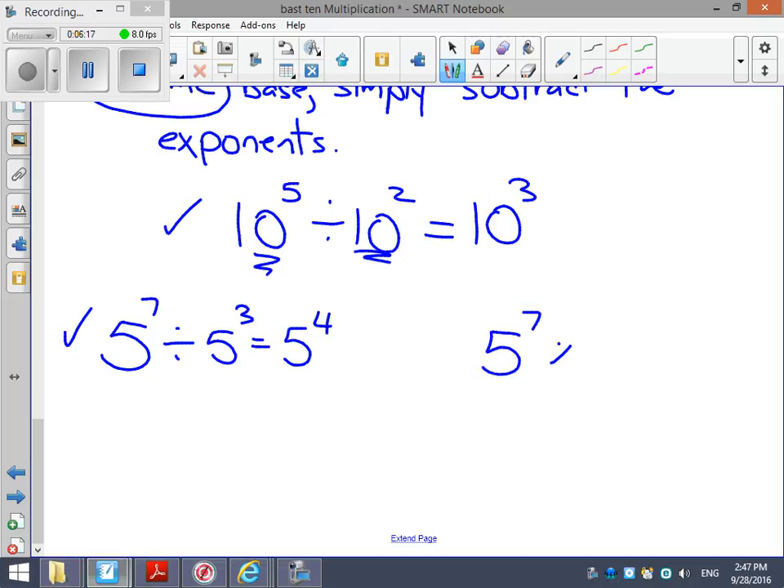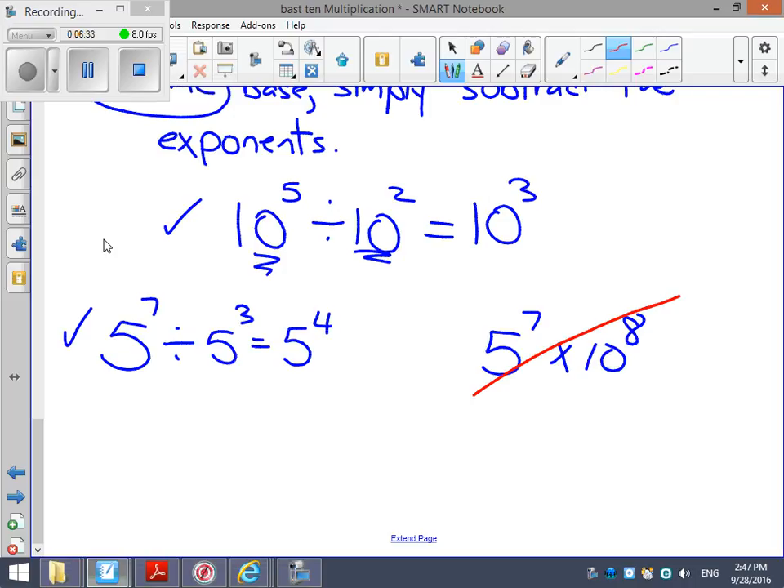Don't get caught up in something like this. 5 to the exponent 7 times 10 to the exponent 8. You would have to do that long ways in standard form, and that's not what we're doing today. That'll come in another lesson in another month. But we're not doing that right now.